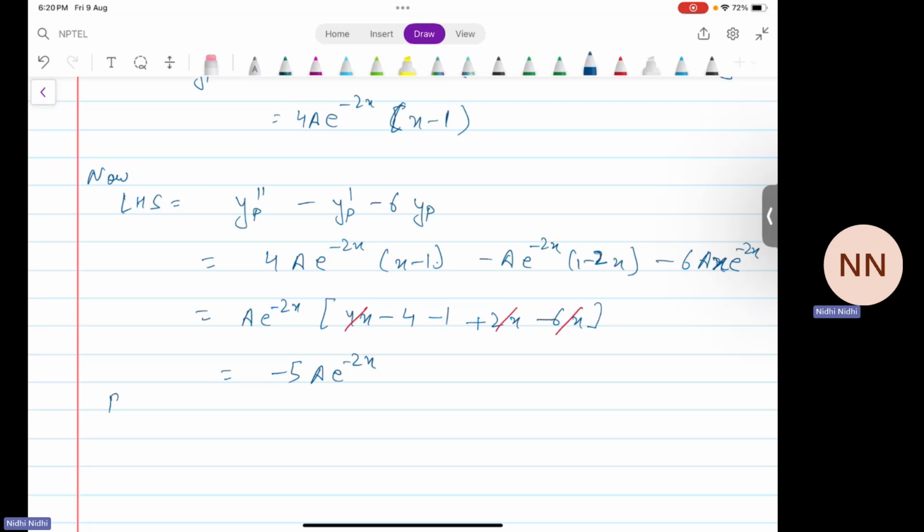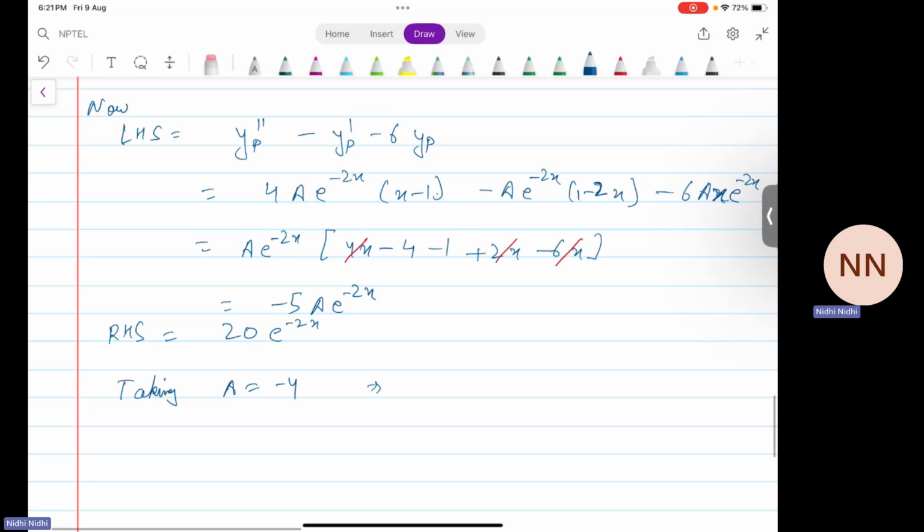And what was on our right hand side? 20 e to the power minus 2x. Now, what should we take as the value of A? Taking A to be equal to minus 4, we are done. This implies y_p(x) is equal to minus 4x e to the power minus 2x.